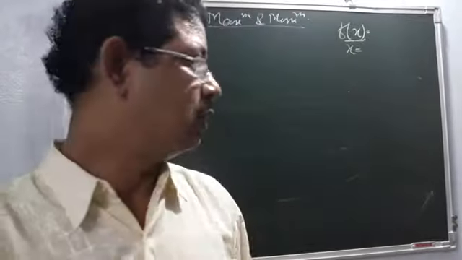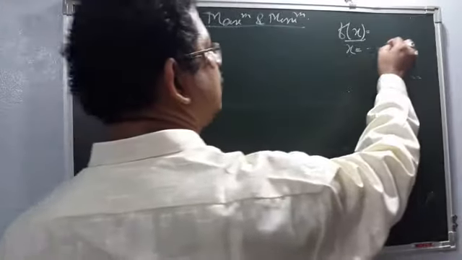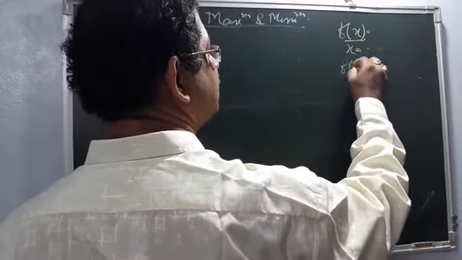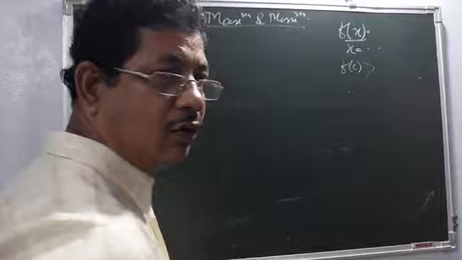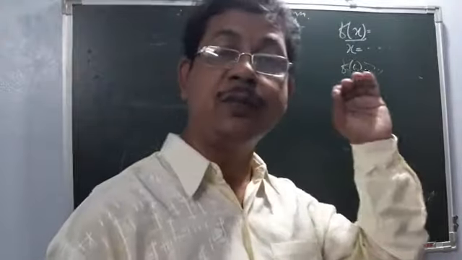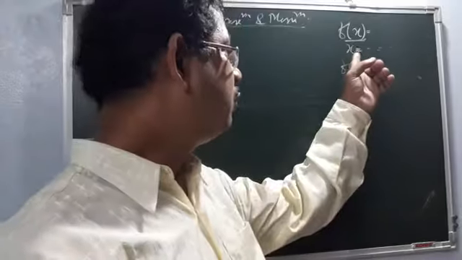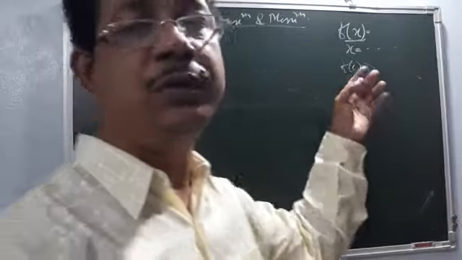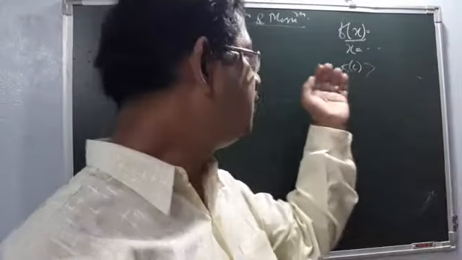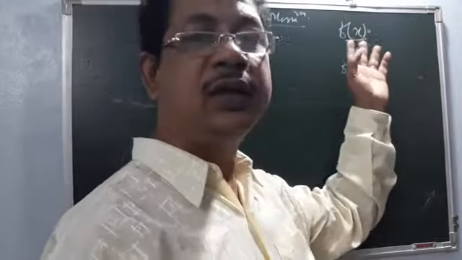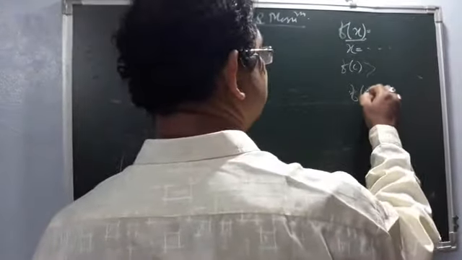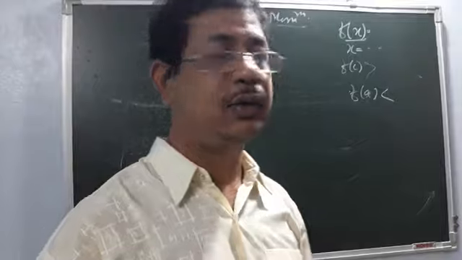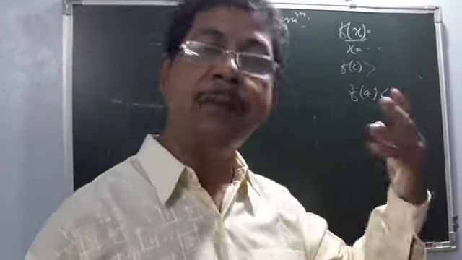Now the procedure is what? Maximum: when x has so many values, suppose 1, 2, 3, 4 or a, b, c, d. For a particular value we get, suppose f(c) is bigger than all other values, then we will say f(c) is the maximum value of f, and that for x equal to c it is maximum, so that x = c will be maxima. Similarly, for different values of x, suppose f(a) is smaller than all other values, then this a is called minima and f(a) is called minimum.